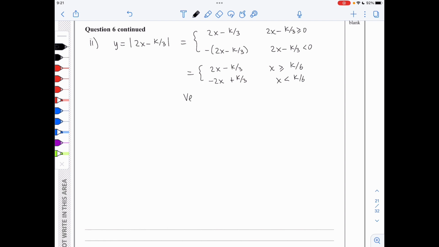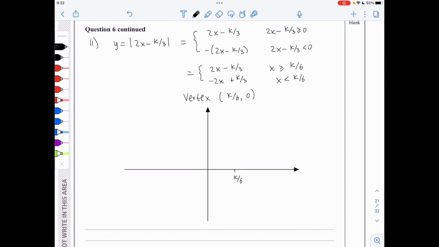So it's easy to see that the vertex is when x is k over 6. When x is k over 6, all of this is 0, and therefore y is 0. So once more, I will draw my pair of axes. I will put my vertex at (k over 6, 0), and then I will draw the lines. So k over 6 is somewhere here.